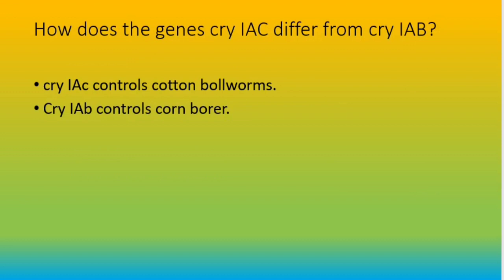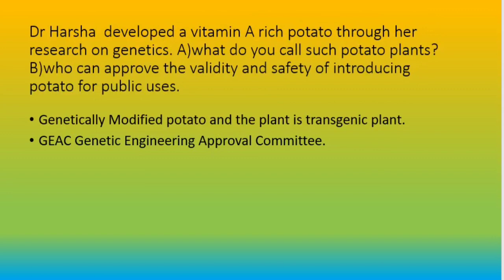How does the gene Cry1Ac differ from Cry1Ab? Cry1Ac controls cotton bollworms and Cry1Ab controls corn borer. They are very specific in their mode of action.